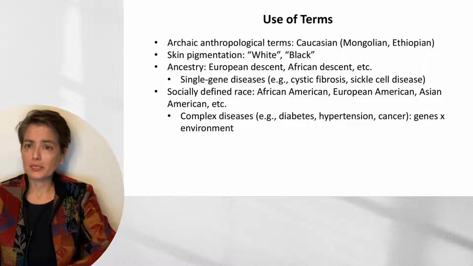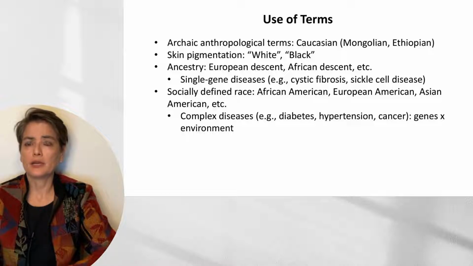I'd like to spend a little bit of time talking about terms, and these are the terms that we discuss in Robbins and Kumar Basic Pathology. So I know that all of you are familiar with the term Caucasian. It is a pseudoscientific term that originated in the 18th century at the same time as other terms such as Mongolian to refer to Asians and Ethiopian to refer to Africans. And I would encourage you to eliminate the term Caucasian from your discourse.